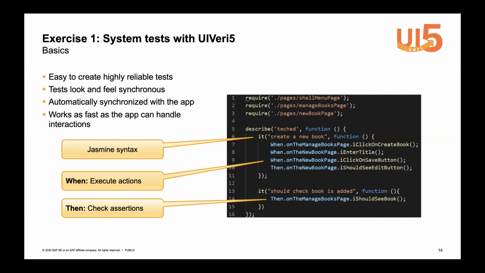So one typical UI5 test looks like this screenshot. For an end user, the test code looks absolutely synchronous, and it is easy to read and write, so there is no need to be an experienced JavaScript developer. It uses Jasmine syntax, which is widely used and known, and improves it with behavior-driven statements like when, which contains the actions, and then, which contains the assertions.